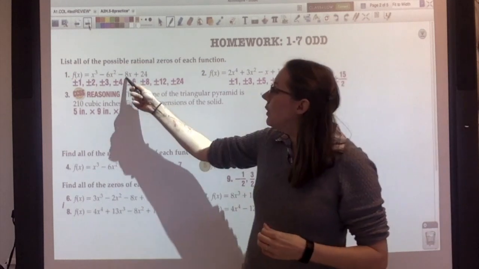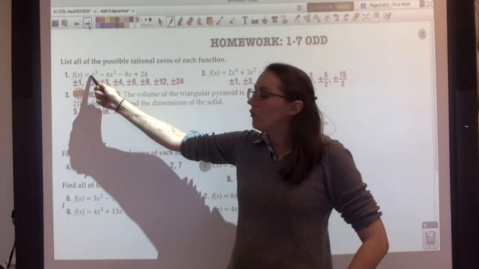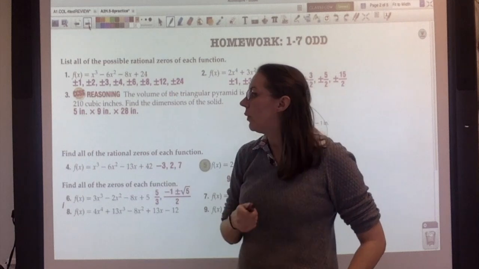So, number 1, hopefully we're good with this one. We do our factors of 24 over 1. So they're all constant. So these are just factors of 24.